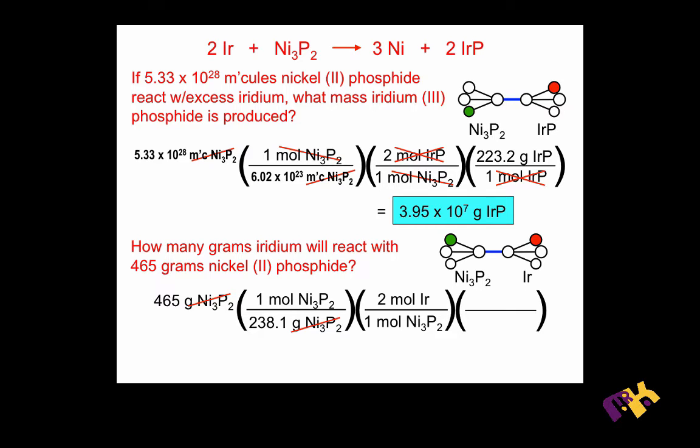It's a 1 to 2 ratio. 1 mole of the nickel 2 phosphide to 2 moles of iridium. And then finally, we need to get into grams of iridium. So we're going to need to multiply by its molar mass, 192.2. So 1 mole of iridium, there is 192.2 grams of it.